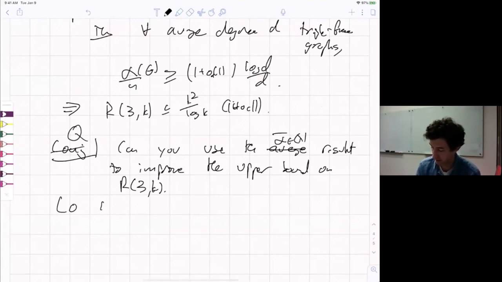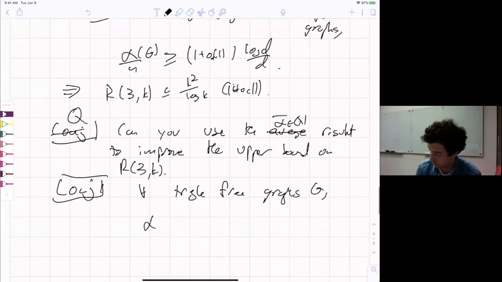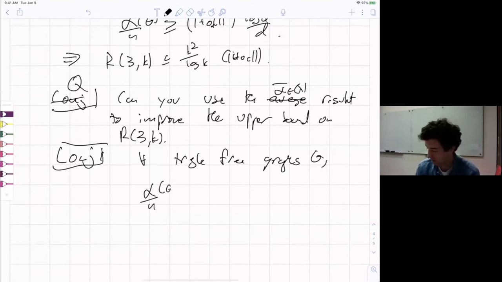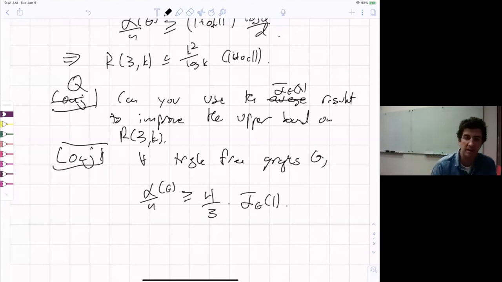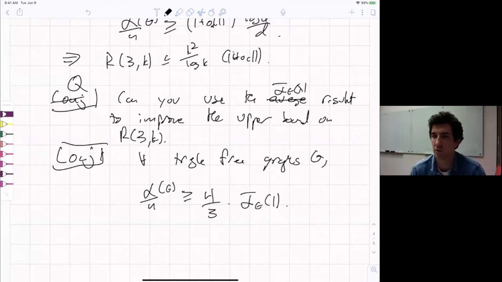The conjecture is that, for instance, for all triangle-free graphs G, alpha of G over n, the independence ratio, is at least 4/3 times the occupancy fraction at one. So we conjectured that there's some structural reason that when you're triangle-free, there really has to be a gap between the average size of an independent set and the largest size of an independent set. In the notes, I give maybe four different forms of this conjecture, some with minimum degree d, some without. Any of these structural results you could prove about the independent sets, like maximum versus average in triangle-free graphs, would lead to some improvement in this bound on R(3,k).